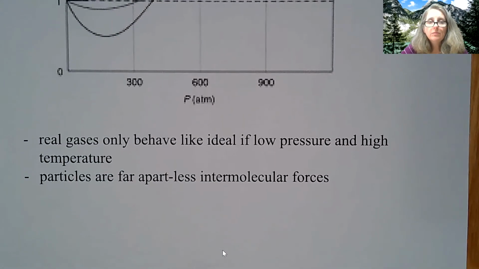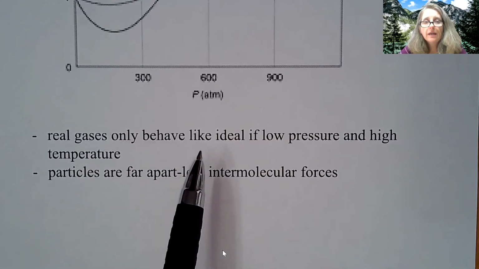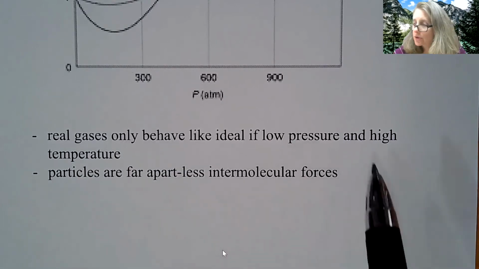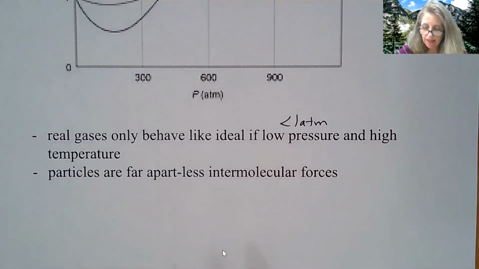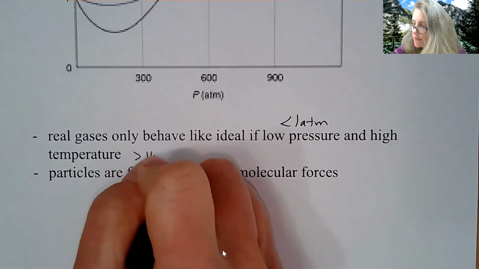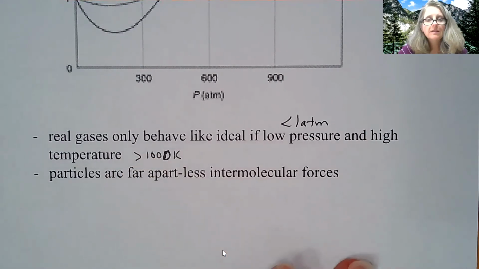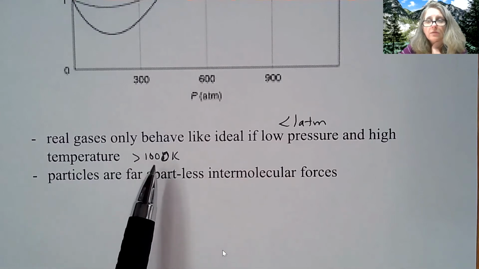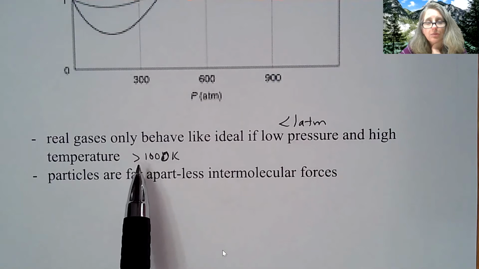So what you can put in your notes is real gases behave like the ideal only if you're at low pressure, so you could say less than 1 atmosphere, and at high temperature. So again, greater than 1000 Kelvin, if we're using this graph as an example. So that's what these 2 graphs are trying to show you. So at low pressure and high temperature.